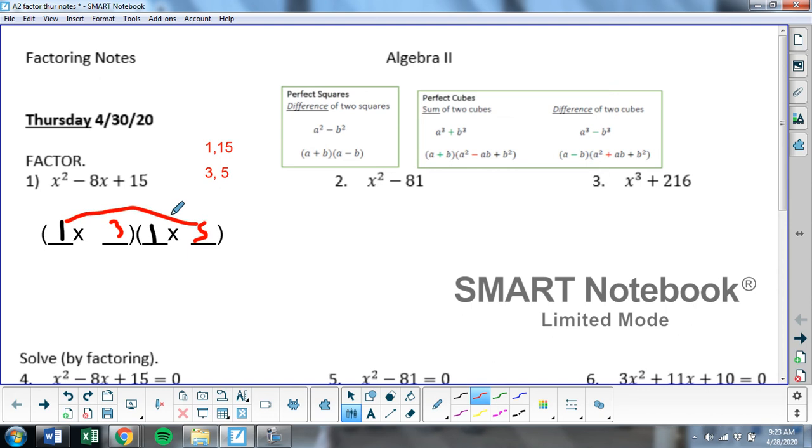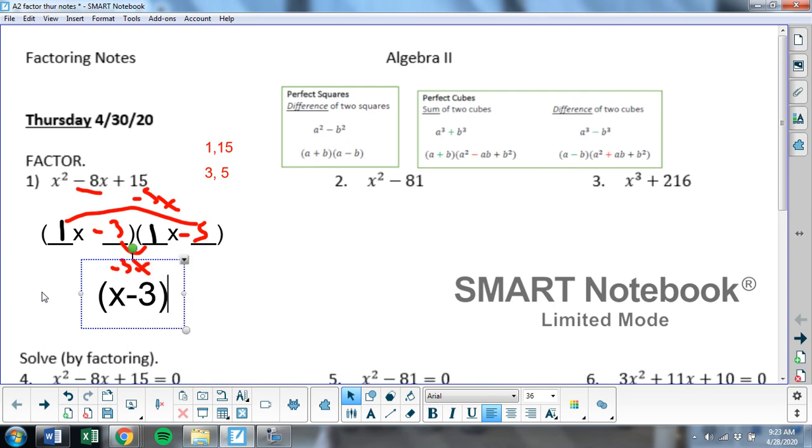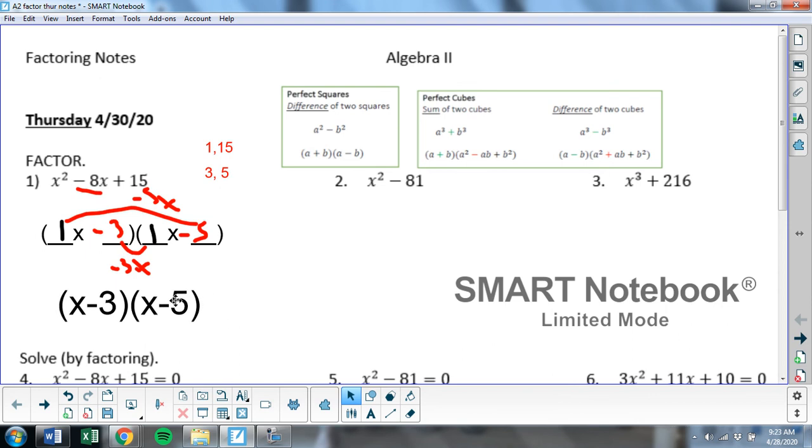That's going to get me 5x's and 3x's. Can that get me negative 8x's? Yeah, if the 5 is negative and the 3 is negative, so we put the negative here and here. And that works out to be positive 15 because last term, negative 3, times last term, negative 5 equals 15. So then my answer is going to be x minus 3, x minus 5. Those are my two factors.